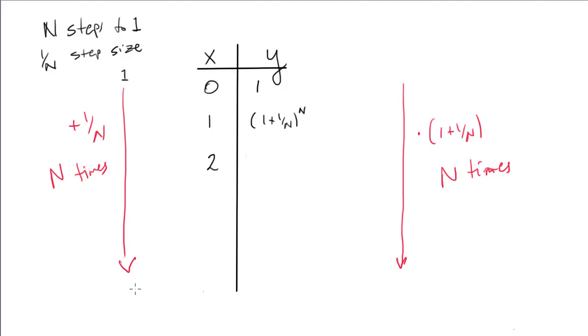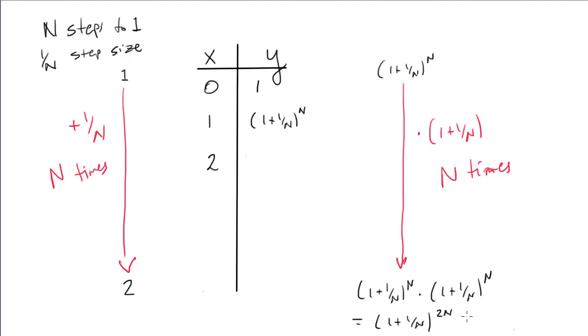Now that we go from 0 to 1, I can use this same function to go from 1 to 2. 1 plus 1 over n to the n goes in, and I multiply by 1 plus 1 over n to the n. Same base, add power. This is approximately then e times e, or e squared.